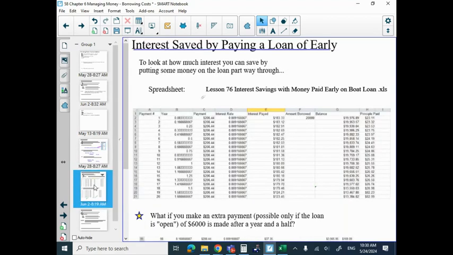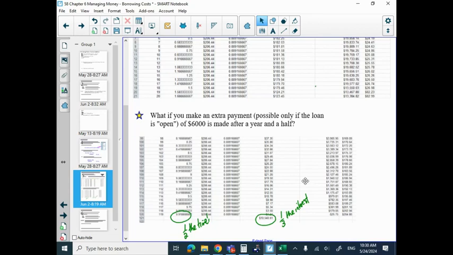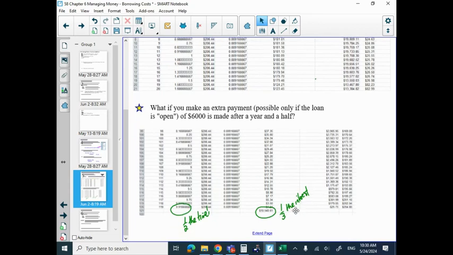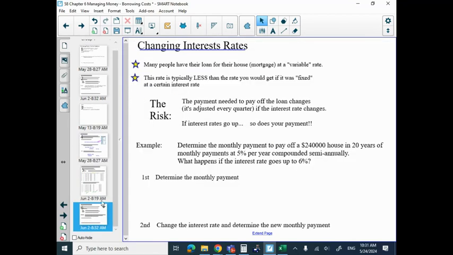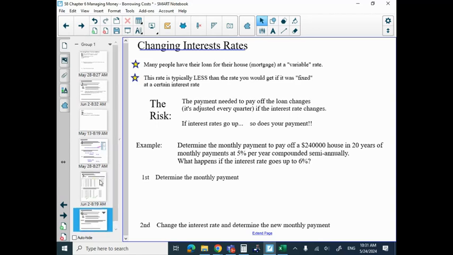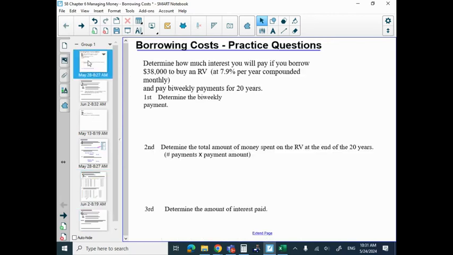So that is the power of spreadsheets. I had it before as 6,000 after a year and a half, but there's similar numbers, like a third of the interest just by paying that off. So I use it as a way to motivate myself to pay off loans early because I can actually use a spreadsheet like this and it shows me exactly how much money I'll save.